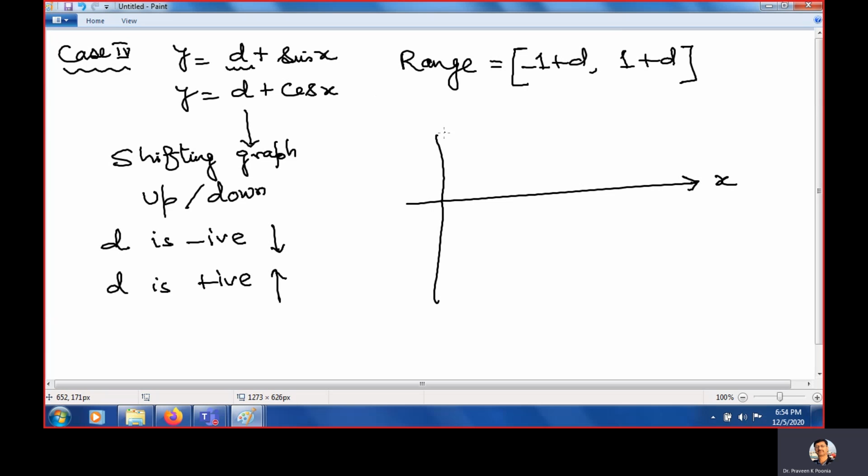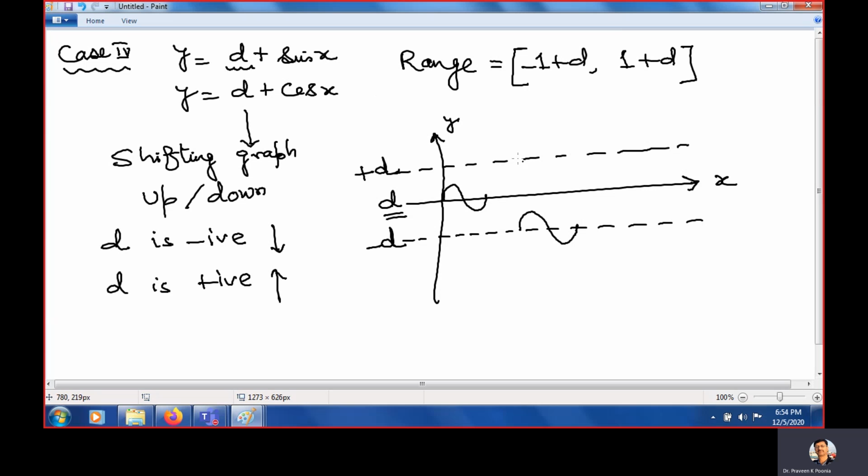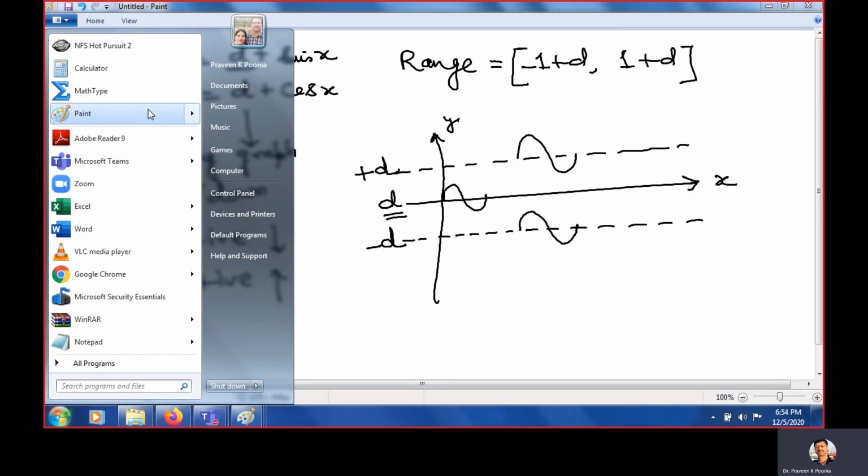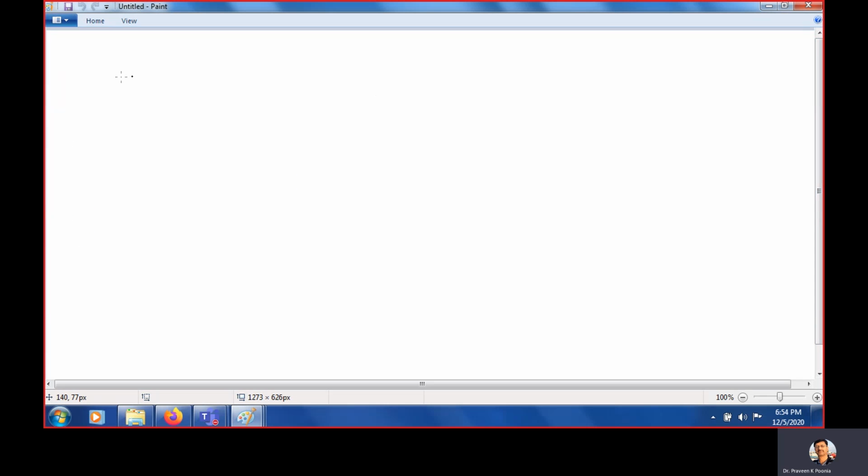Clear? So if d is there, this is the x-axis, this is the y-axis. If d is negative, you need to make another axis. This is minus d, and you need to make another axis at plus d. Clear? Here make the graph like this, here make the graph like this. You need to draw the graph on the line d. Okay, this you need to remember. We will learn from this example, and the example is y equals 1 plus sin x. Clear? So what is the range of sin x? Range of sin x is -1 to 1.